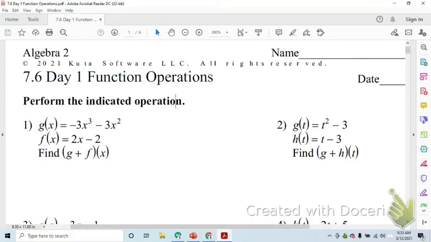All right, good morning. So we're talking about function operations here. This one shouldn't be that bad. I'm gonna do all the odds. You're gonna handle all the evens along with the odds that you copy down.